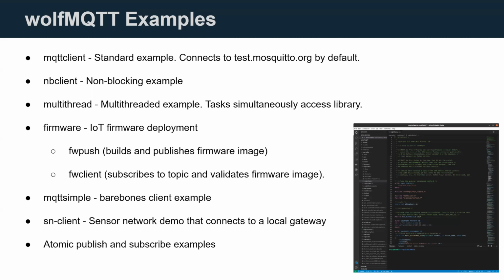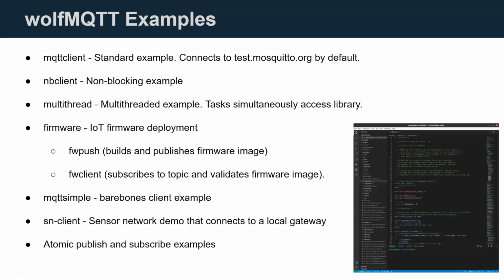Whereas the other examples use a couple of shared utility files, the MQTT simple demo is completely self-contained, and it's very straightforward. The sensor network client requires another component besides the broker we talked about earlier, the gateway. The gateway handles communication over UDP on the sensor network side and retransmits messages to and from a broker on the TCP side.